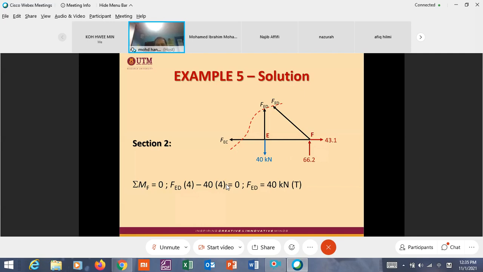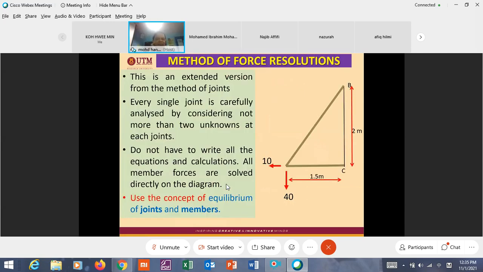Okay, so it's very important, because in an examination or in a test, time is limited. So we must choose the point or the joint where it needs less equations, the minimum number of equations. Okay, so we have solved the problem. Second method, we have another method: method of force resolution.